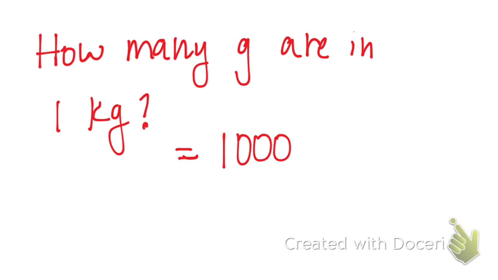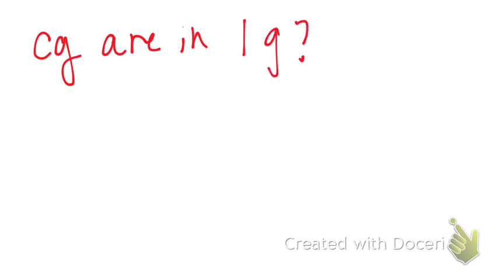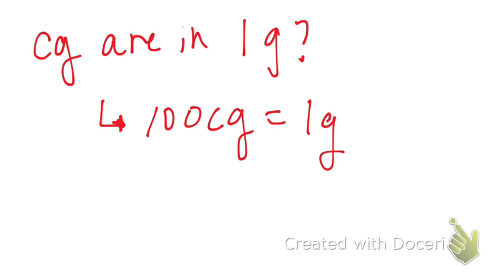So if I were to ask you how many liters are in 1 kiloliter, you would tell me 1,000 liters, right? How many centigrams are in 1 gram? What do we think? 100, right? There would be 100 centigrams equal to 1 gram. Does that kind of make sense?